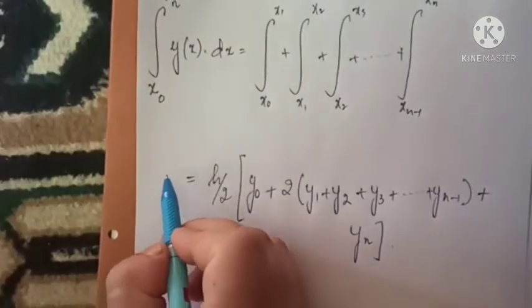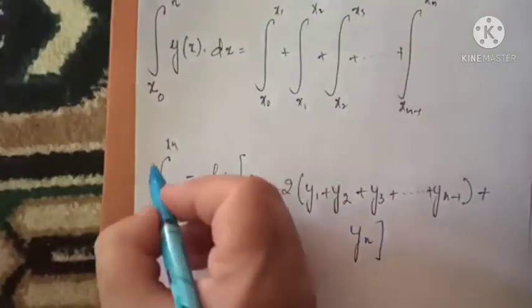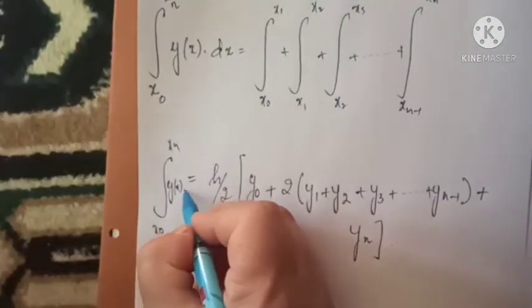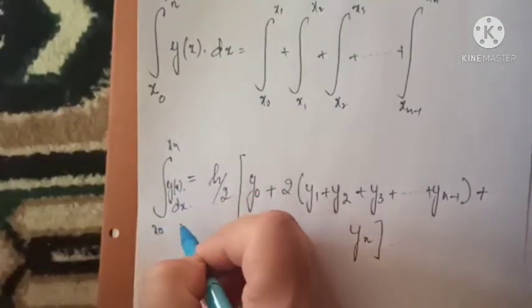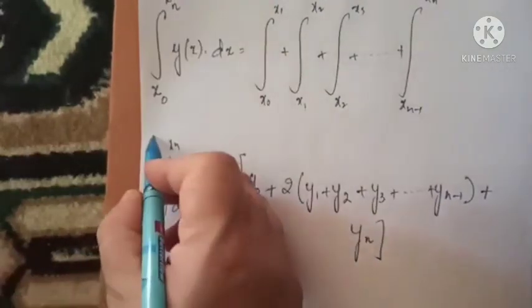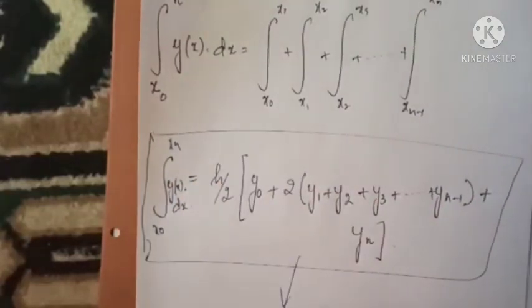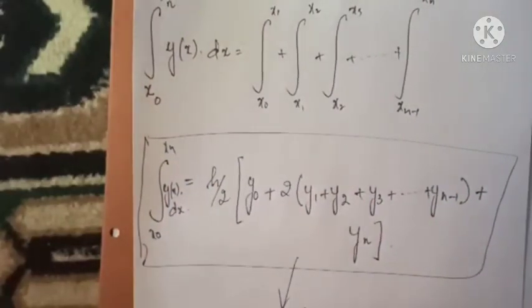And this formula x0 to xn, sorry, I am not feeling well for so many days, so it is becoming very difficult for me to even sit. Anyway, this is the formula.